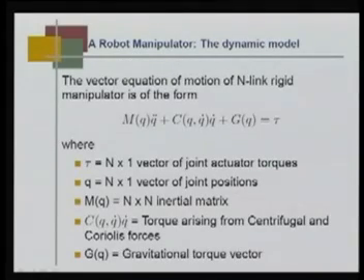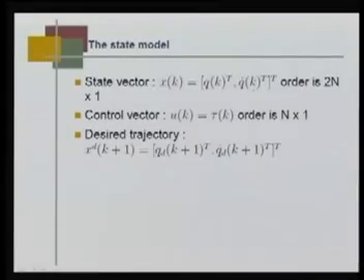So, the robot manipulator. We have been talking about this model for the last two classes. This is a vector equation of motion of an n-link rigid manipulator. This is the state space model. We have 2n states, n angular positions and the angular velocity vector. The control vector is the actuated joint torque, which is n dimensional, and it is desired that the robot manipulator should follow this desired trajectory.